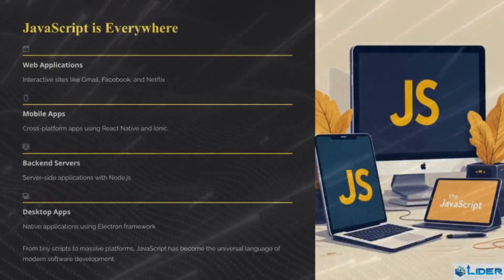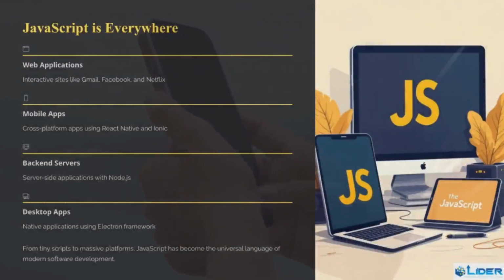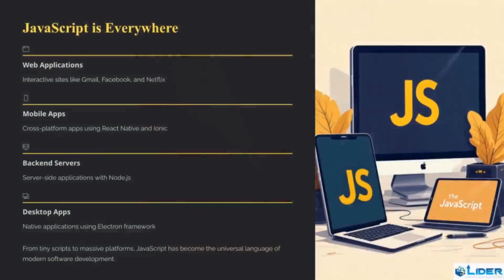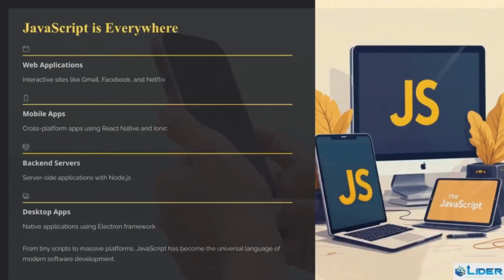JavaScript has really evolved from those tiny scripts we used for simple web page interactions to now powering massive platforms and complex applications. It's become the universal language of modern software development. For example, with the Electron framework, JavaScript helps create native desktop applications, giving us powerful tools to build desktop apps that feel seamless and integrated.